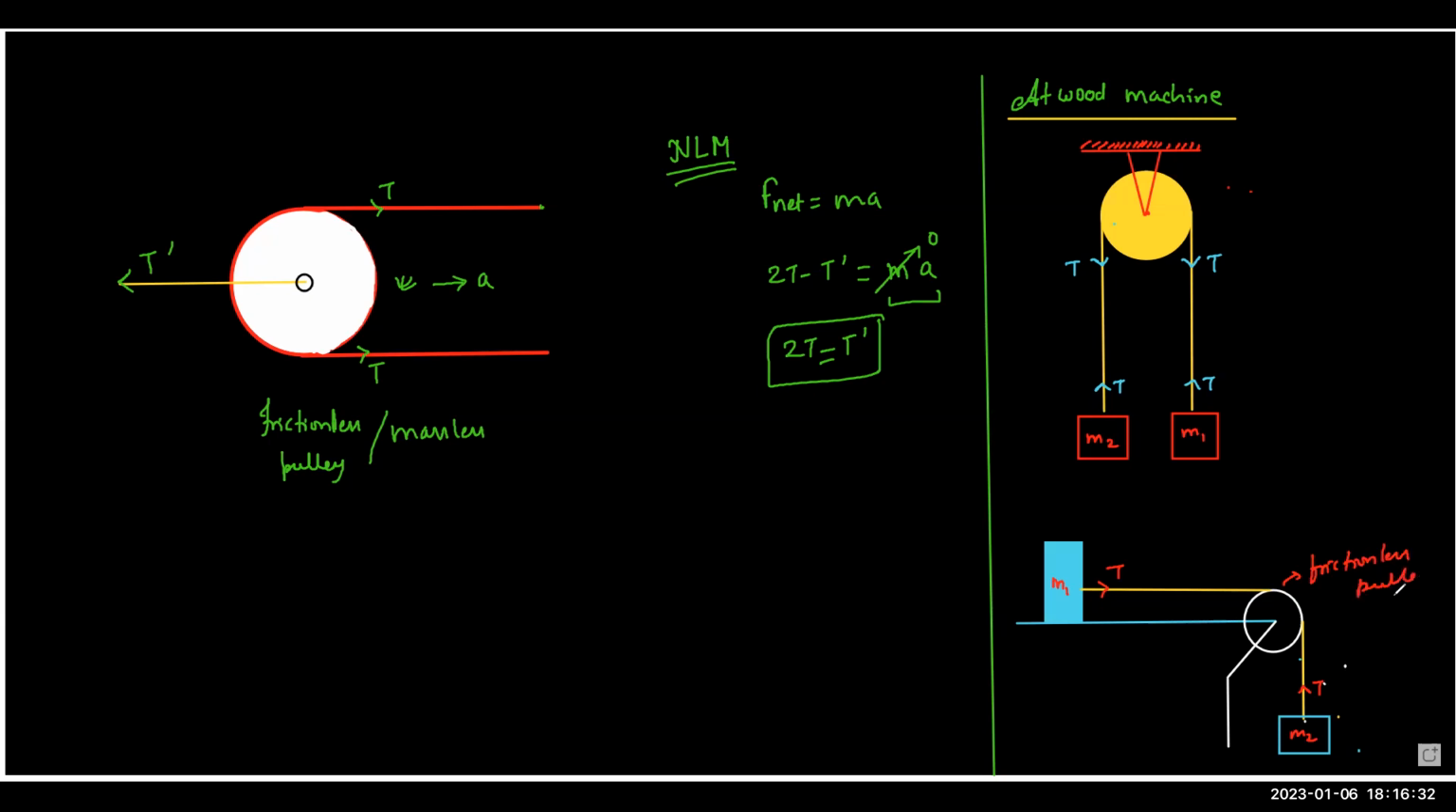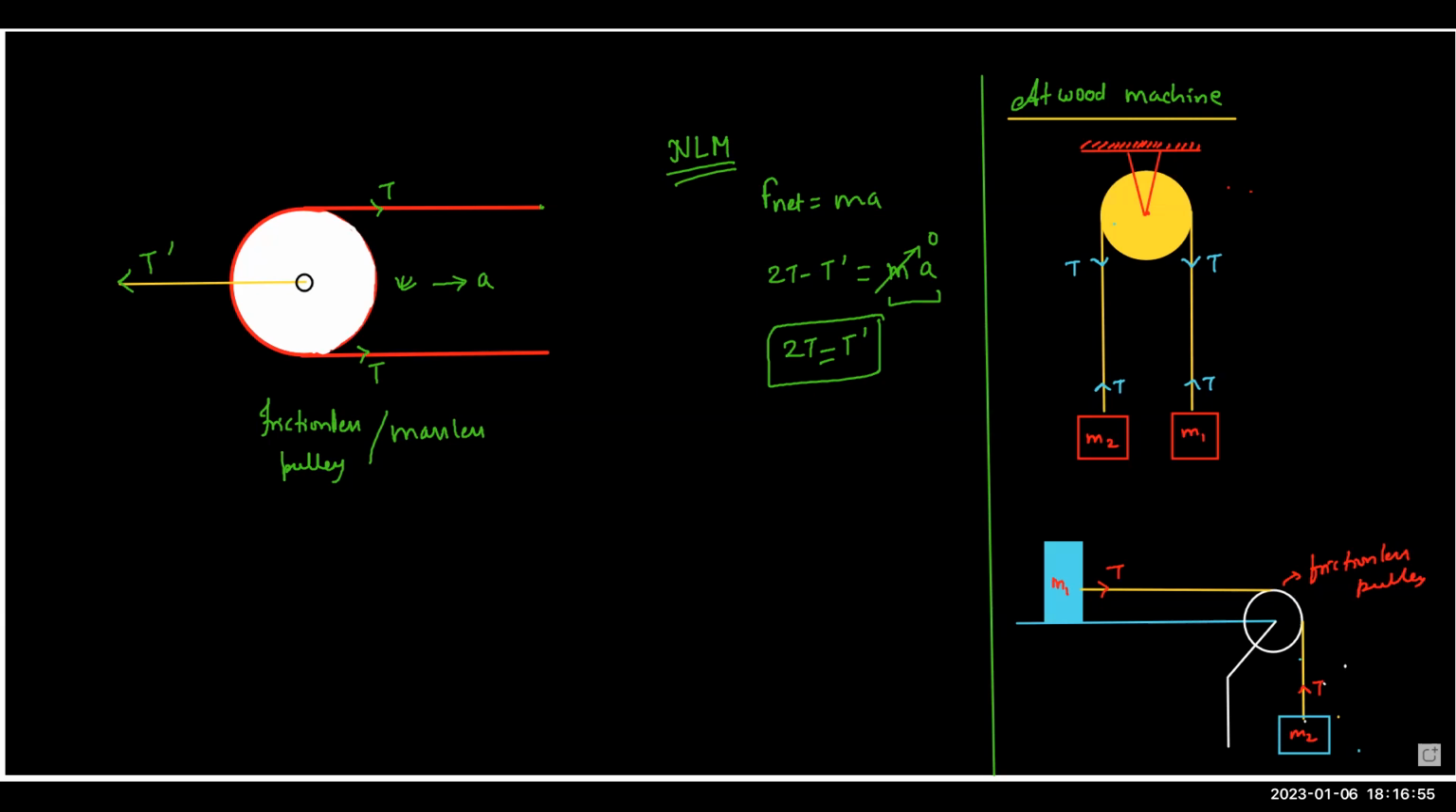And the same thread, the same string is passing over the pulley connecting both M1 and M2. So how many strings do we have connecting M1 and M2? One or two strings? One. So in one single piece of string, how can you vary the tension if it is massless?